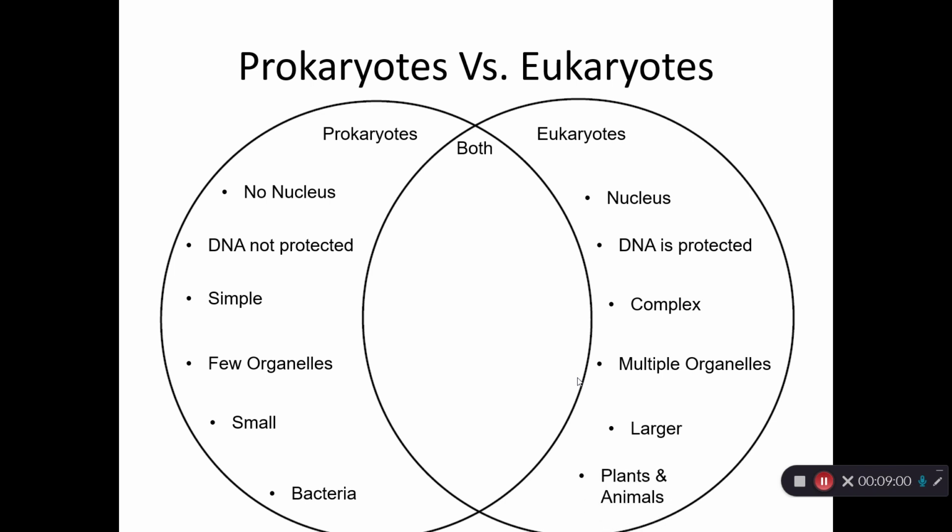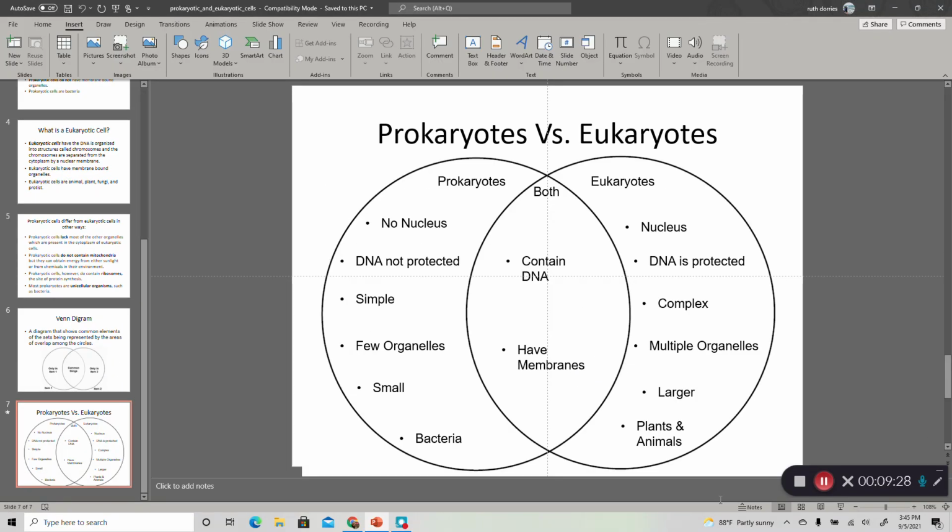Eukaryotes are in plants and animals, as well as fungi and protists. We don't go really into depth about that, so I wouldn't put that on this. I wouldn't require them to have it. And then both have DNA, whether it's protected or not, they both contain it. And then they both do have membranes, whether they're separated fully or not, but they do contain the membrane. So that's it. They would turn this in, turn in their notes, and that would be the lesson.